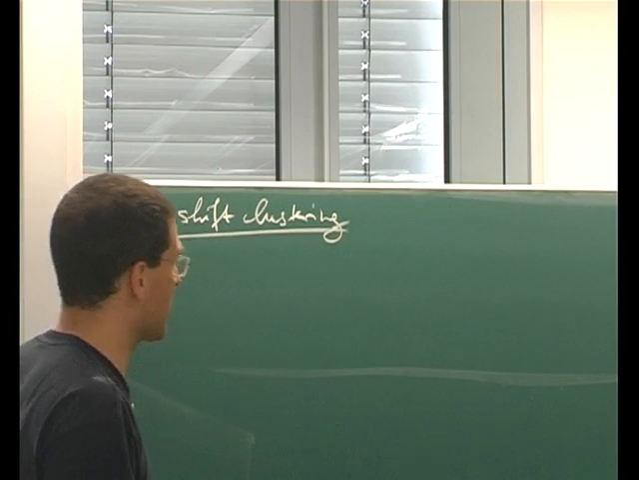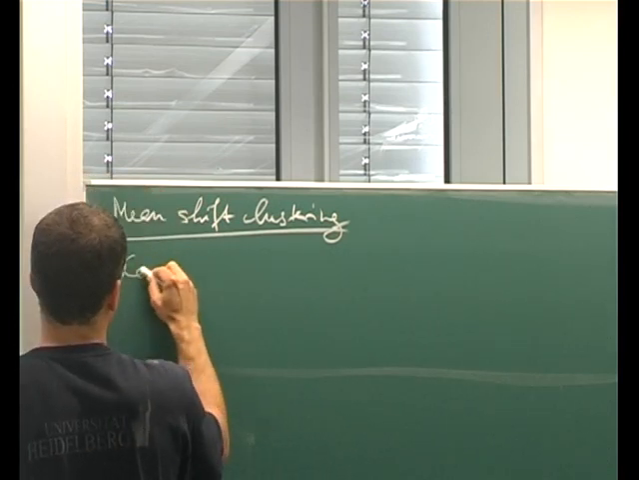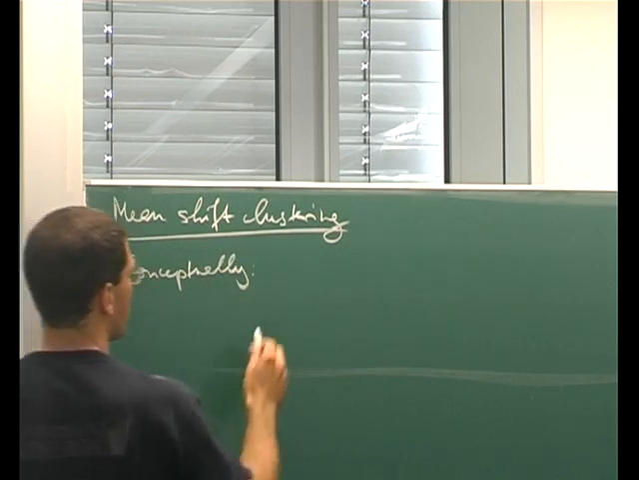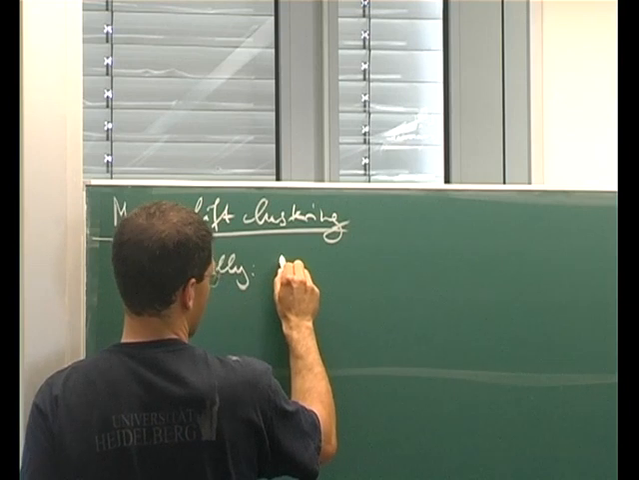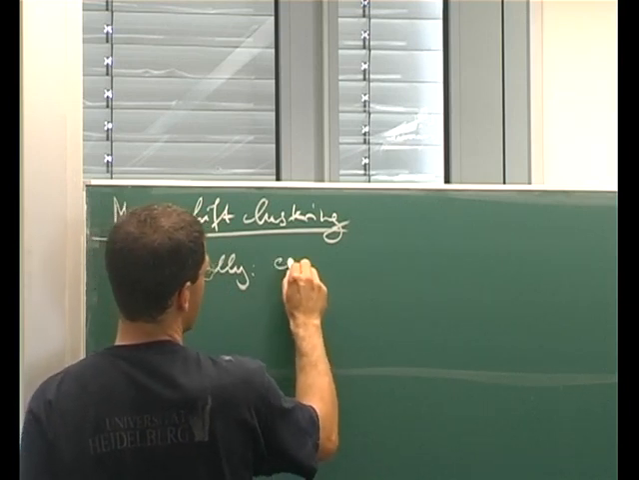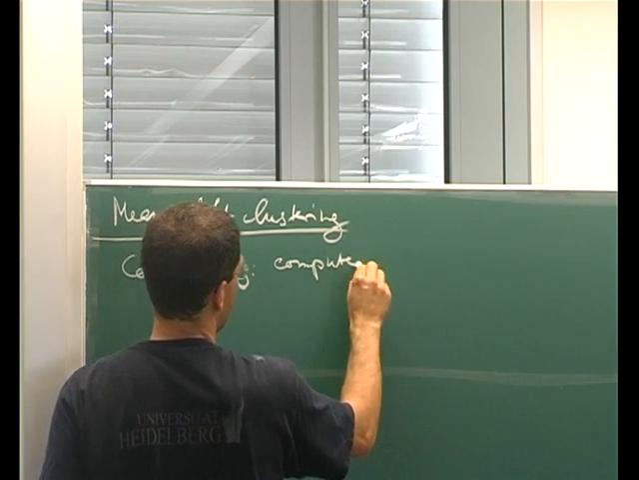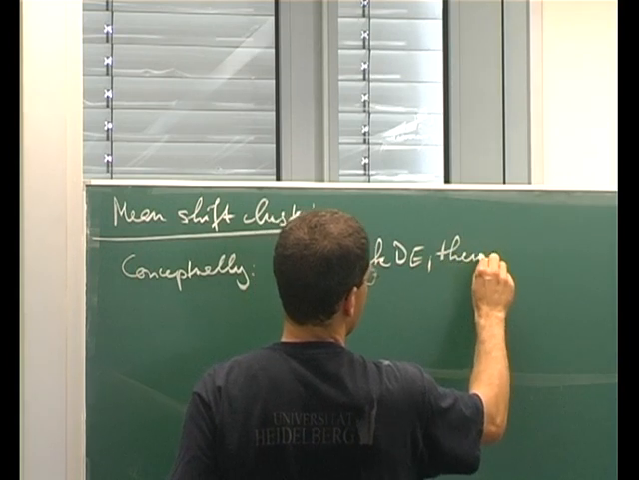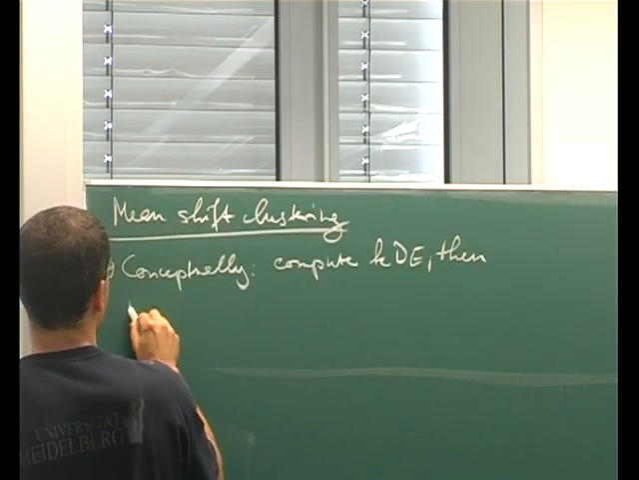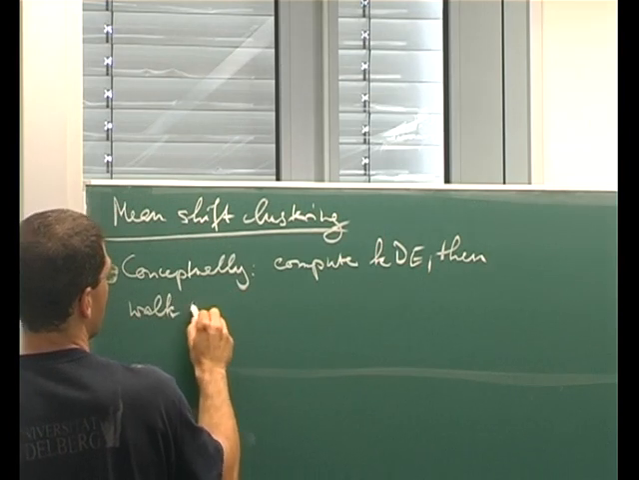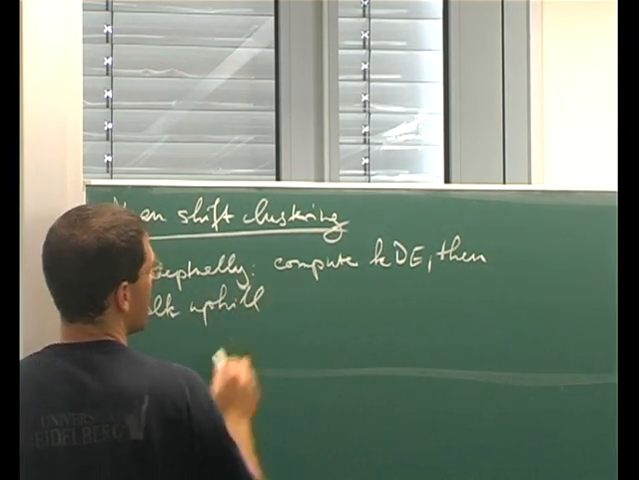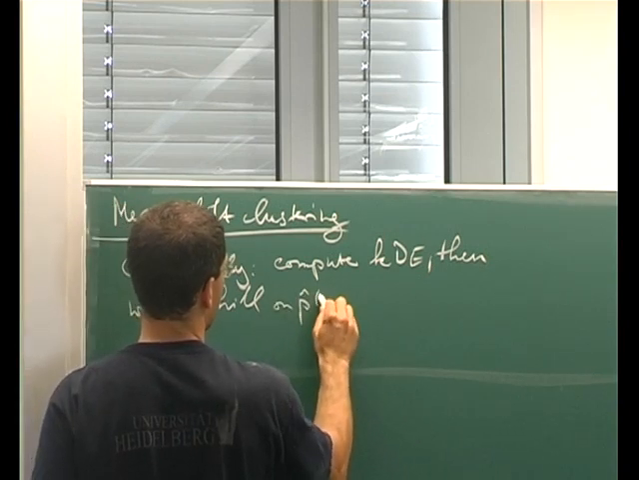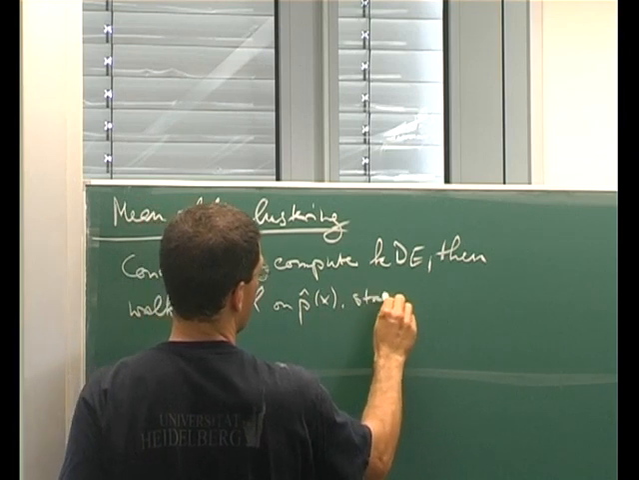So in mean shift clustering, what you do conceptually is to first estimate or find the kernel density estimate, and to then do a gradient ascent. So to then walk uphill on this density estimate, starting from each and every observation.